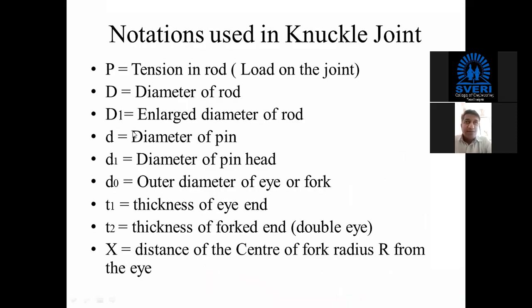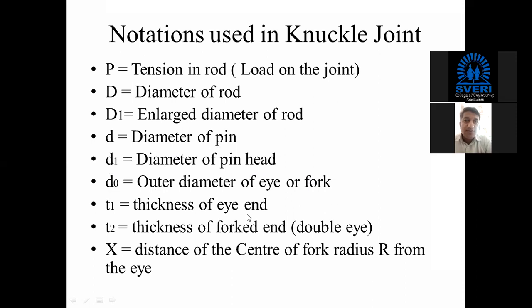Okay, here that nomenclature has been written, which we have seen on the previous slide. That is, P is the tension which has been provided on the total joint. Capital D, as mentioned, is the diameter of the rod. D1 is the enlarged diameter of the rod, the extended part. Small d is the diameter of the pin. Small d1 is the diameter of the pin head. Small d0 is the outer diameter of the eye or fork.